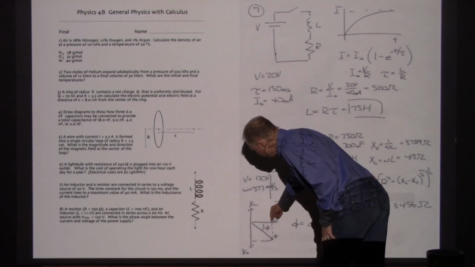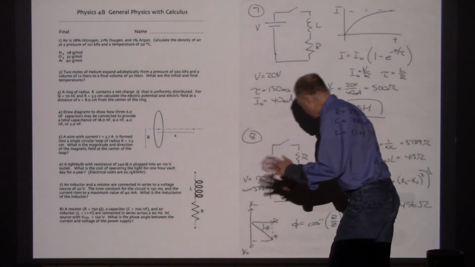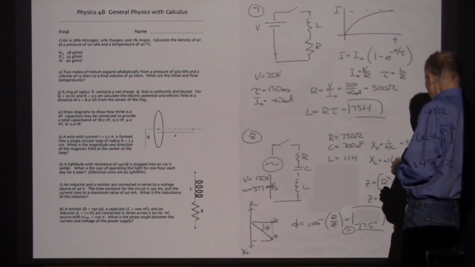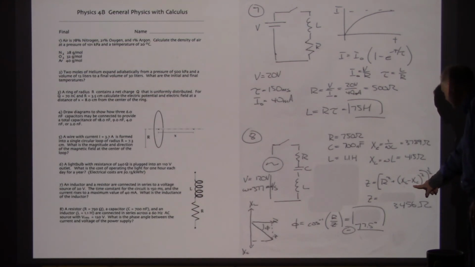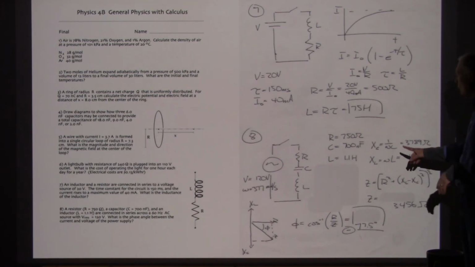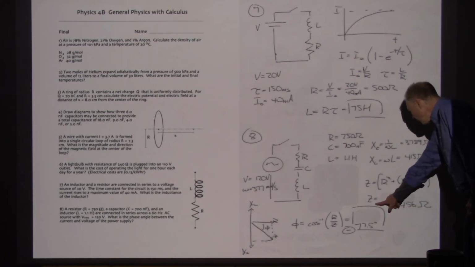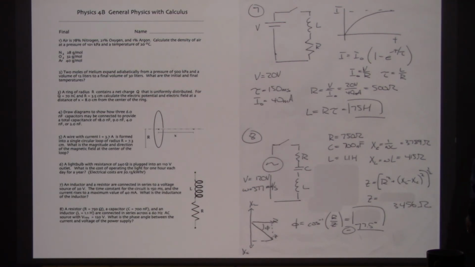And then I can use Pythagoras' theorem. So I can take the difference between XC and XL. Here is XL minus XC, and then that number gets squared. So I'm going to get cancellation between these two numbers, partial cancellation, and then that's going to get squared. And the Z value I ended up with was 3,456 ohms. And that's the Z value.